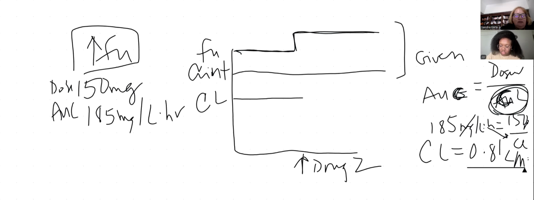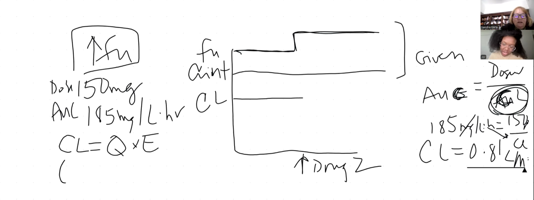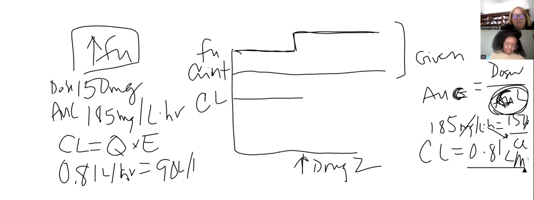Yes, it does. We can calculate the actual extraction ratio because we know that clearance is equal to Q times E, right? And clearance cannot be higher than Q. Our clearance in this case is 0.81 liters per hour. And a normal Q is 90 liters per hour, isn't it? So we can solve for E. You gonna do that math for me? Sure. I love that part.